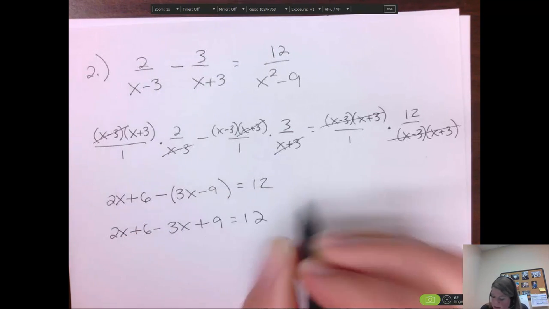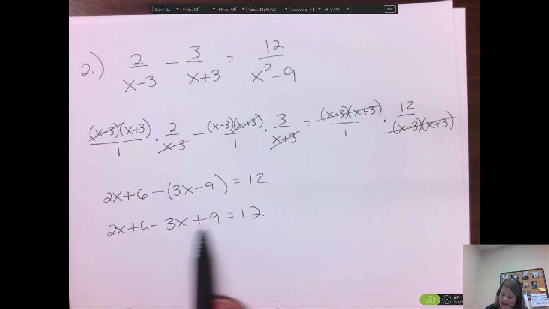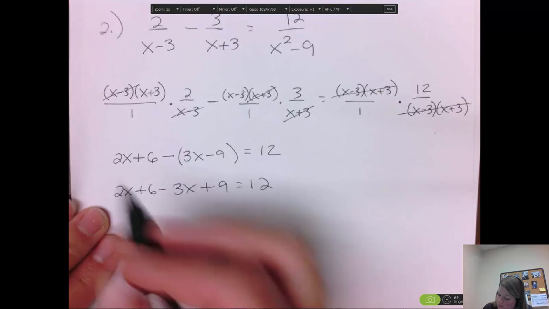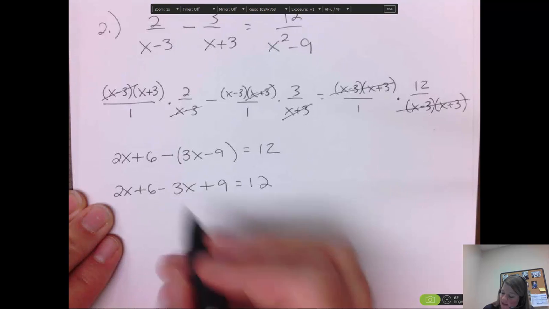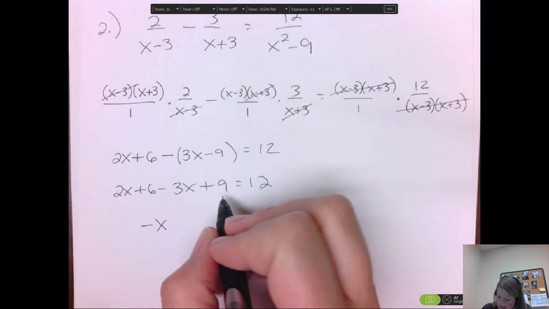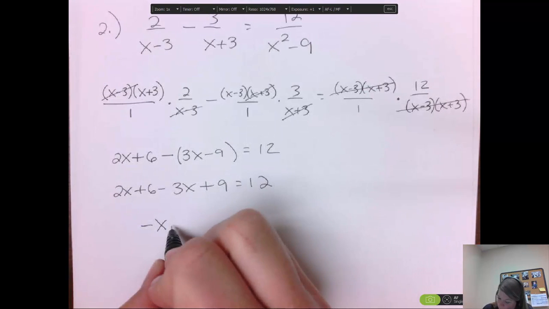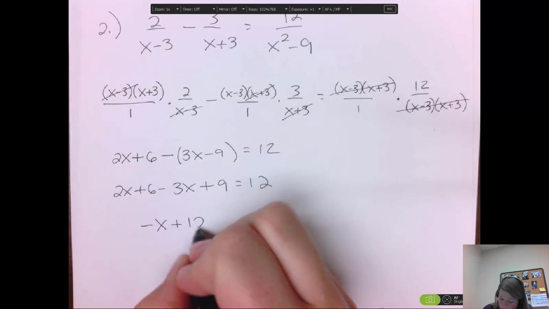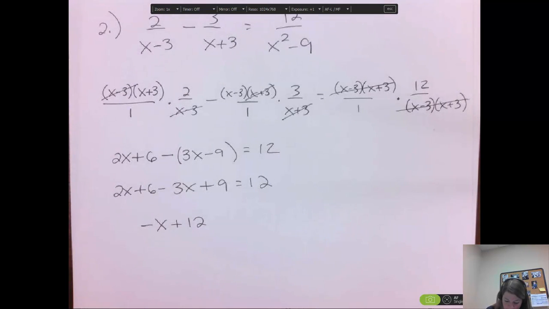So I distributed my negative, so see how it changes that 9 sign? That's what most people would miss, and then you of course miss the rest of the problem. So 2x and 3x minus 3x is negative x. 6 and 9, 6, why couldn't I add that in my head, I don't know, but we get 12 equals 12.